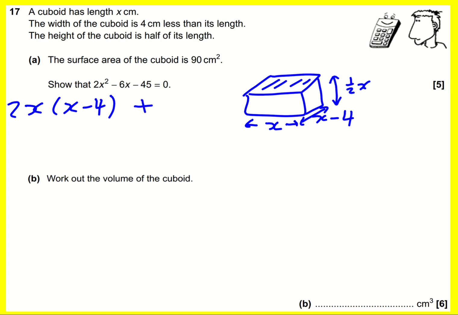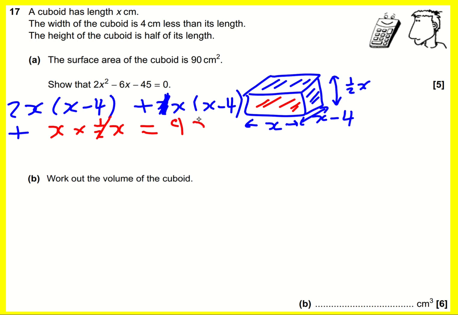Then I'm going to add the sides, and that's going to be a half x, because that's the height of this rectangle, times by x minus 4. But I've got 2 of them, so I can just cross that bit out. And finally, I should have probably done this in different colours, I've got this front and the back, I suppose, and that's going to be x times half x. But again, I've got 2 of them, so that's going to cancel, and that is equal to 90. And if you can get to that, you're in a really good place to be able to finish this off. So next I'm going to expand these out.